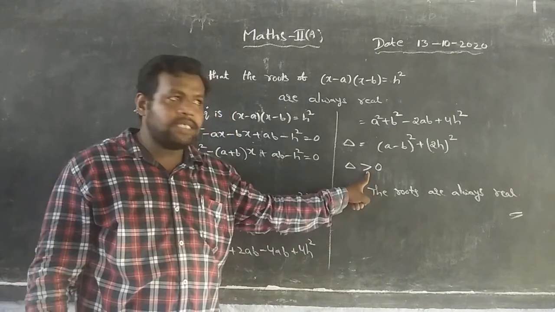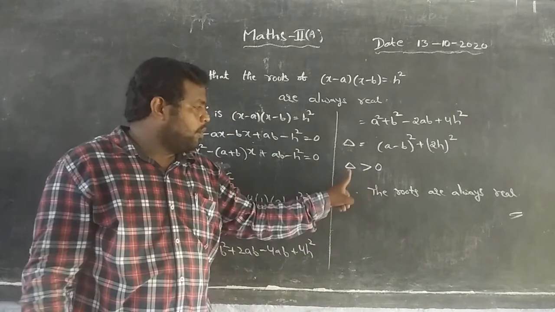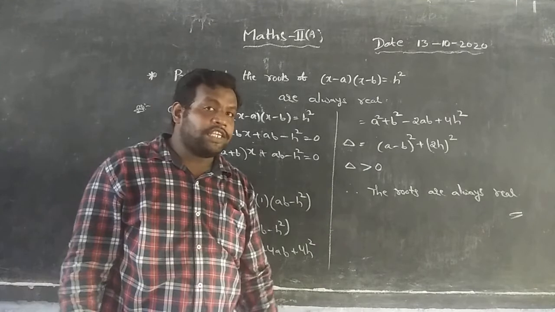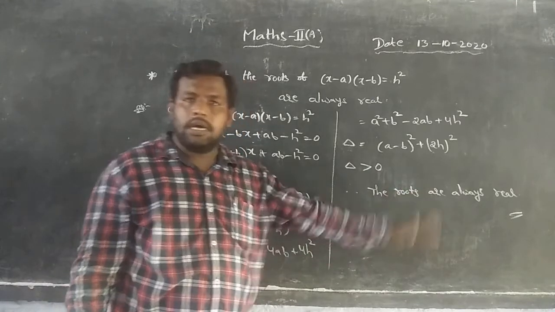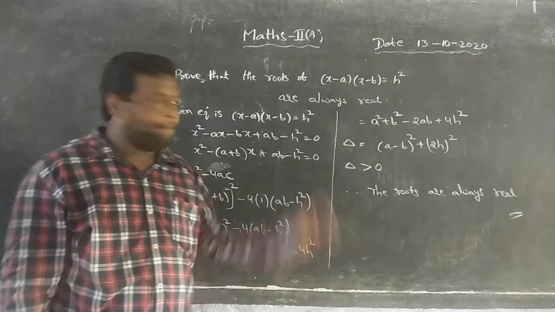Positive, we can take as always greater than 0. If delta is greater than 0, what is the nature of the roots? The roots are always real roots. Okay, note that one.